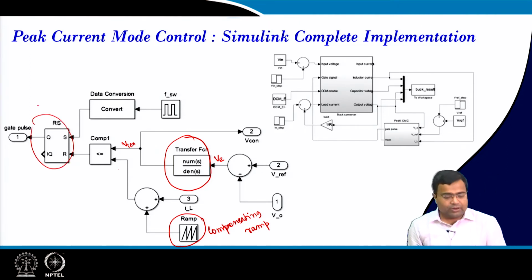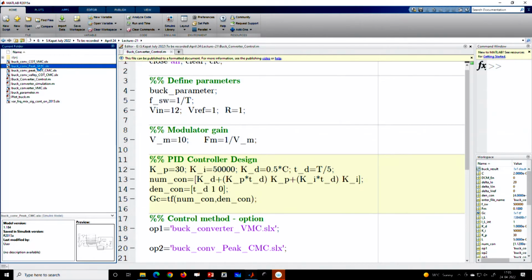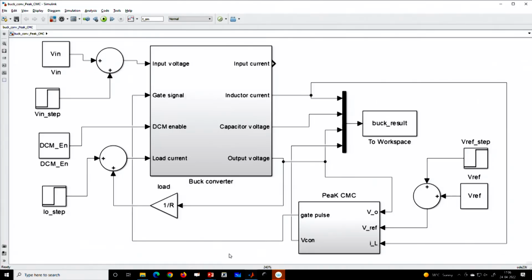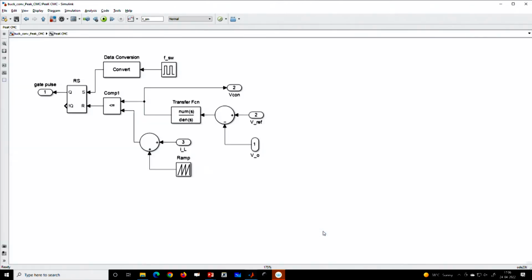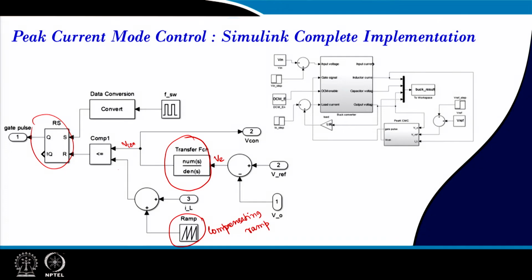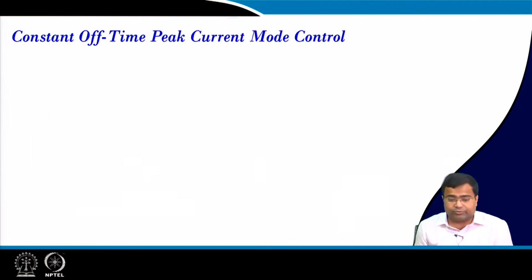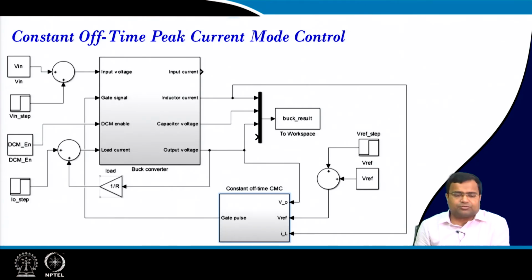Okay. So let us go to the Matlab block for this current mode. I will show you, this is the peak current mode control which I was showing. So this block we are going to consider. This is the peak current mode control block I was showing, and if you go inside, this is exactly the block I was demonstrating. So you can get all this architecture. Next, in this lecture, I will also show the Matlab simulation of constant off time peak current mode control.